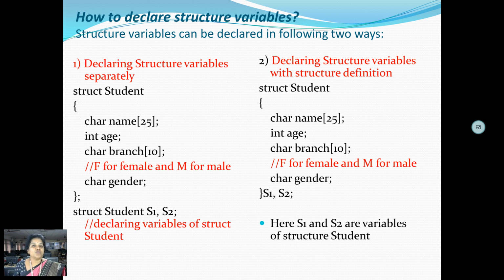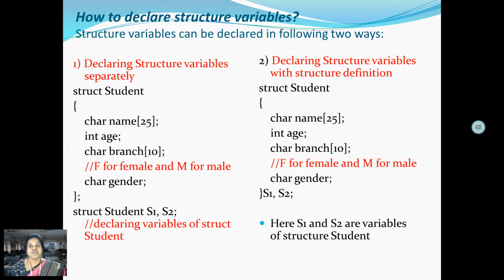Now we are going with how to declare structure variables. After defining the structure, you need to declare structure variables. So how will you declare the structure variables? Defining structure variables can be done in two ways. The first one is declaring a structure variable separately, or declaring a structure variable within the structure itself.